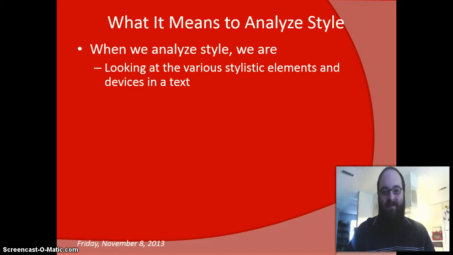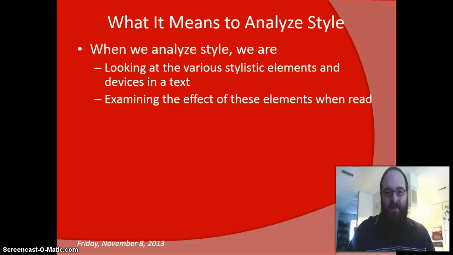We're also looking at the advanced stuff that you guys probably haven't gotten into, like anadiplosis and epistrophe, all those fun Latin and Greek terms that we'll get into this year. Those are all what we call devices because they're sort of mechanisms of language. So we're looking at the various stylistic elements and we're examining the effect of those elements when read. There's a reason why authors throw metaphors in their texts or use an allusion, for instance. It's because they're trying to achieve a specific effect that goes along with what they're literally trying to say.